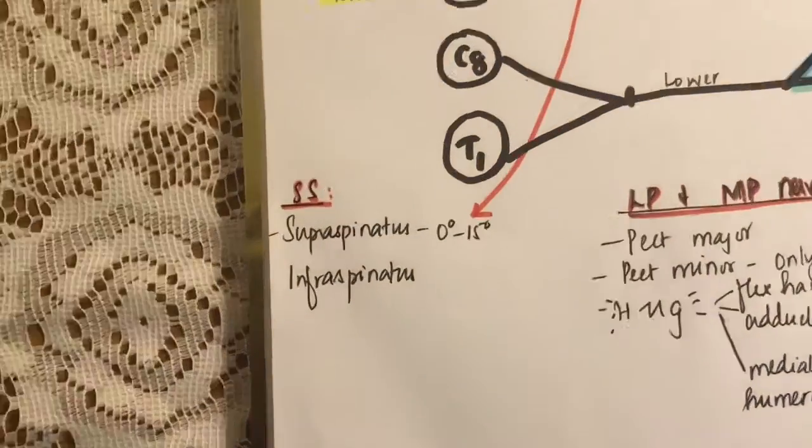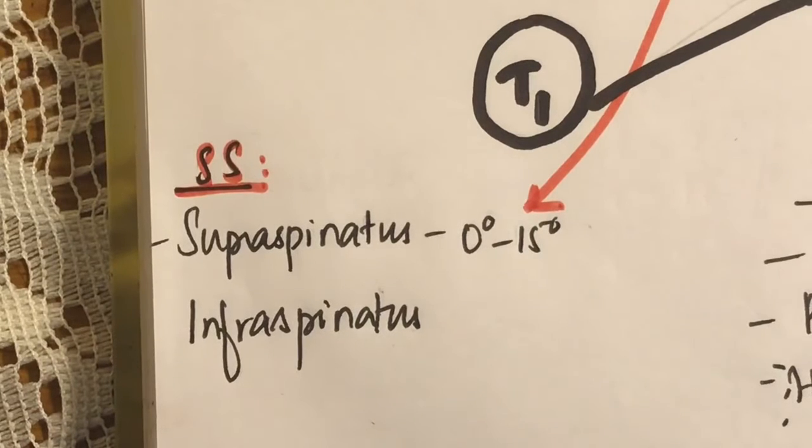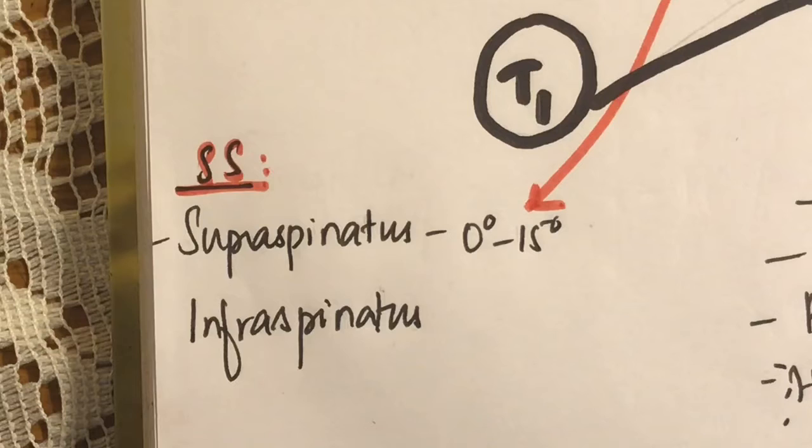So the clinical application of this, there's nothing much, but when we abduct the arm, abduction is in 3 parts. I'll come to that a little later. So the first 15 degrees of abduction is taken care of by the supraspinatus, and that's all you really need to remember from an exam point of view.